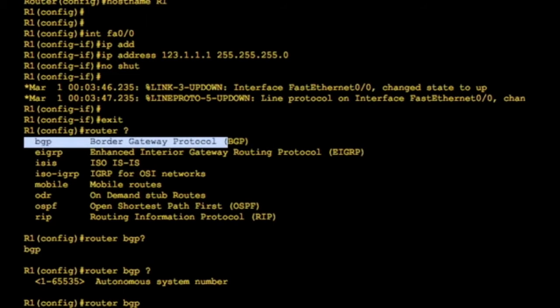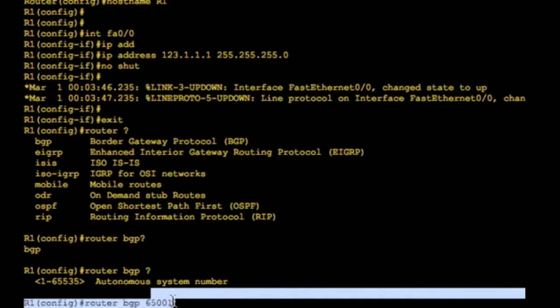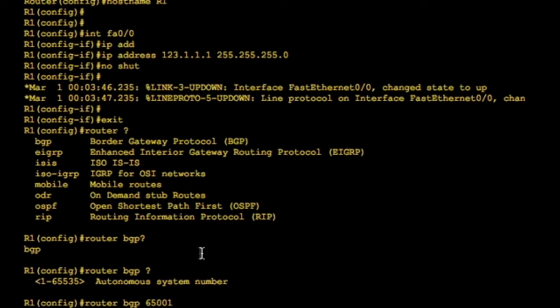So we're not going to start at 64512 today. We're going to start at 65001, only because that's the AS number most people choose, because it's easy to remember with the 001 on the end rather than 512. But anyway, it doesn't matter what you choose, as long as it's in the private AS number range. You're good to go.